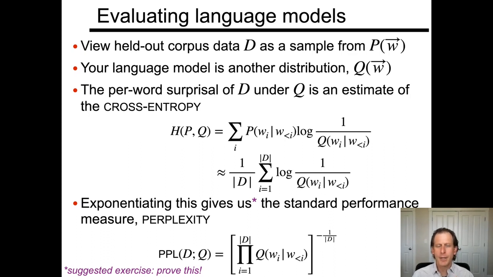So, how do we know what models work well and what models don't? We have to evaluate language models, and this slide is a brief introduction to how this is done in the natural language processing literature. And it's going to connect to a basic idea in information theory that we covered recently.